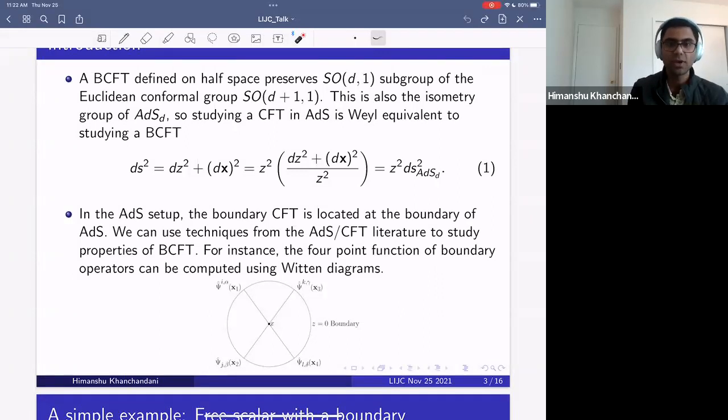And then, for instance, you can use the techniques from the AdS/CFT literature to calculate things about BCFT. For instance, if you wanted to compute the 4-point function of boundary operators, you could do it by calculating Witten diagrams in AdS. Normally, you would have to calculate Feynman diagrams in half space, but there are a lot more techniques to deal with Witten diagrams in AdS than to deal with Feynman diagrams in half space. So this is what we'll be using.